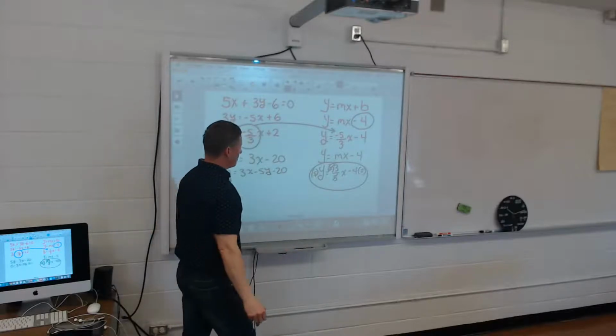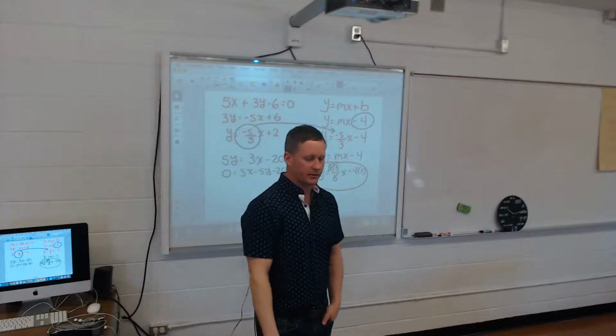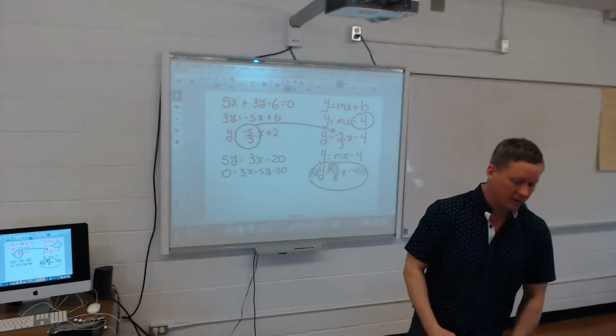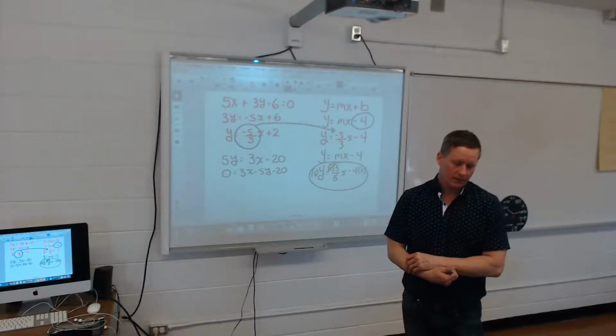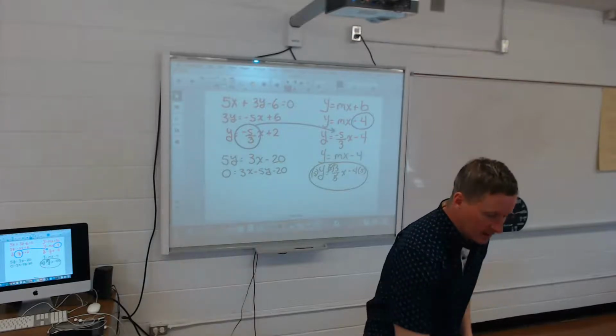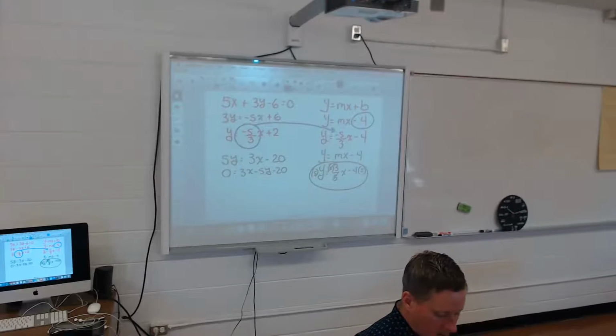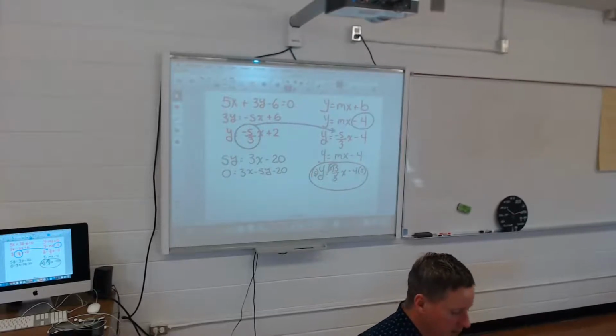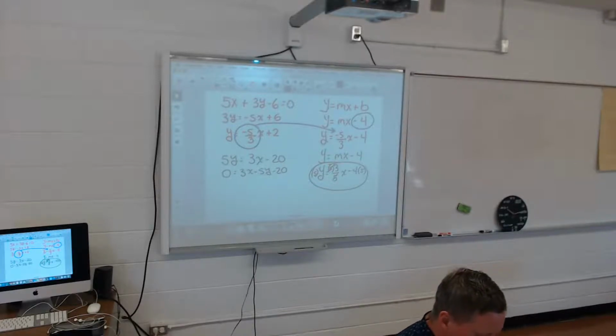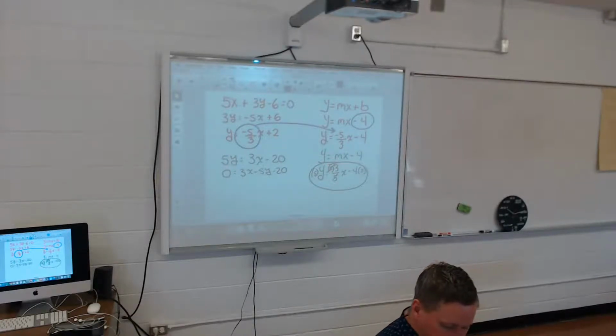And like I said before, it doesn't matter which side you move everything to, as long as they all equal 0. And that's, in a nutshell, all of 7.4 today, girls. So all you're doing is working with slopes and parallel lines and perpendicular lines based on what the slopes are. Okay? Yep.